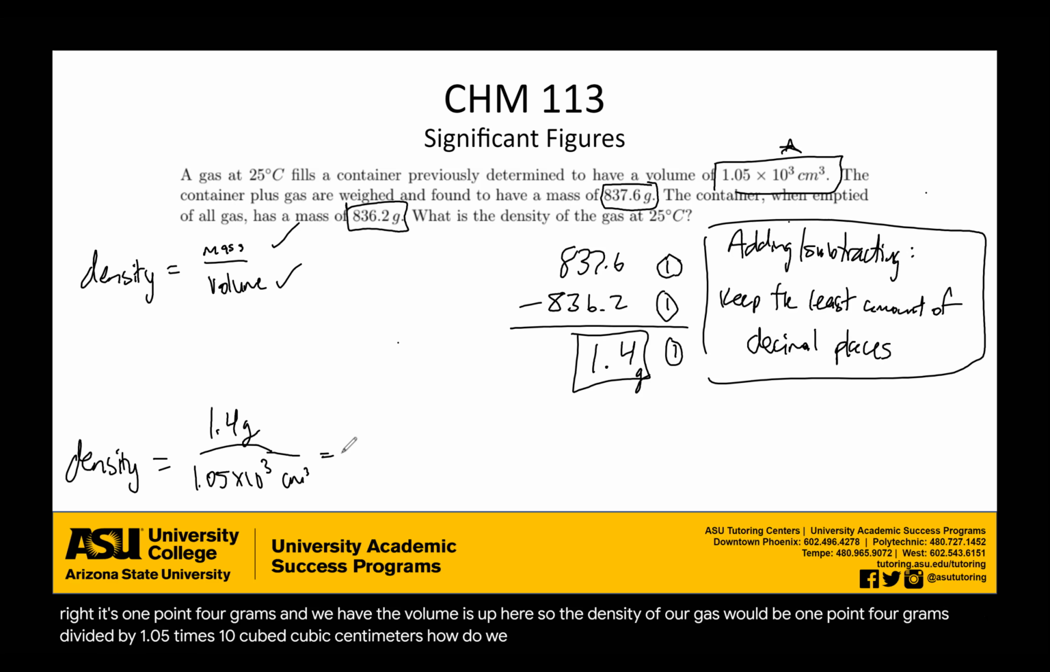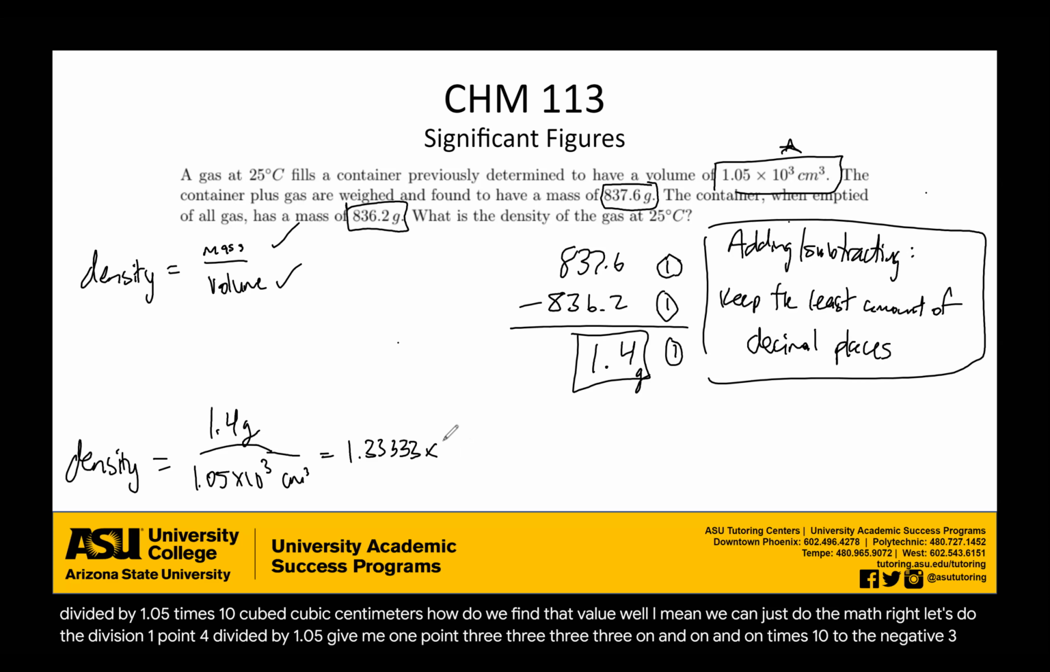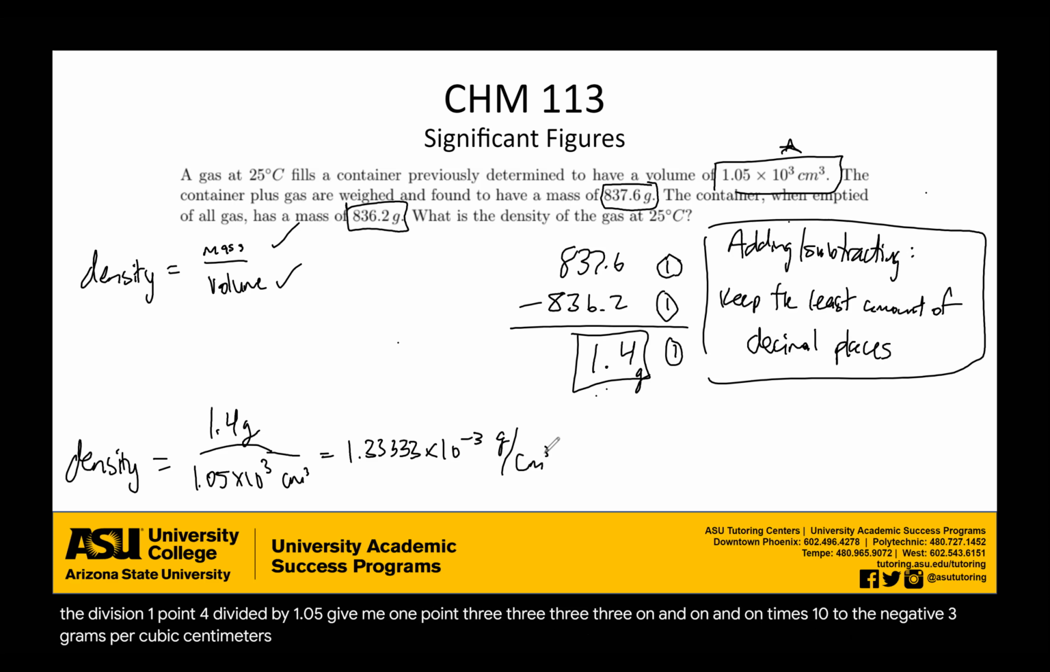How do we find that value? Well, I mean, we can just do the math, right? Let's do the division. 1.4 divided by 1.05 gives me 1.3333, on and on and on, times 10 to the negative 3 grams per cubic centimeters. But how many decimal places should I go to, right? Those threes keep going on and on and on and on. How many should I go to?